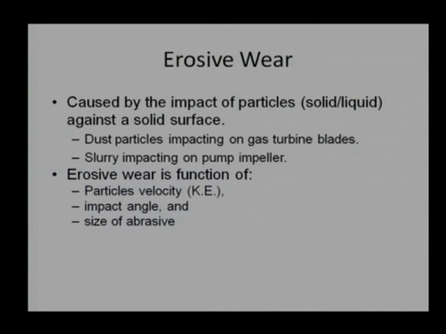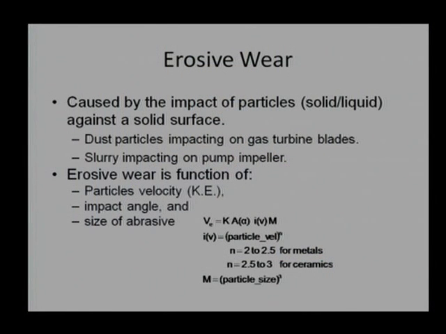Similarly, since it is related to kinetic energy, the mass of particles as well as the velocity of particles will be related. That is why we gave this equation. V E is the wear volume by erosion, and K is an empirical constant. A is a function of alpha, where alpha is the impingement angle or impact angle, I is a function of V, a velocity function, and m is a function of particle size.